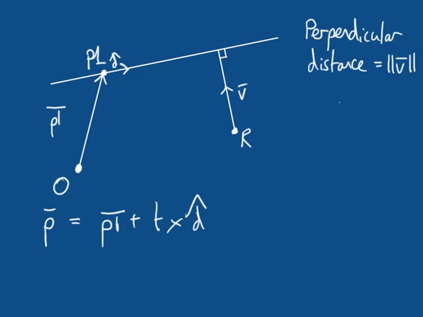Now if we're representing all of these pieces of information as vectors, it makes sense to represent our point R as a position vector. So we can represent point R by using a position vector.